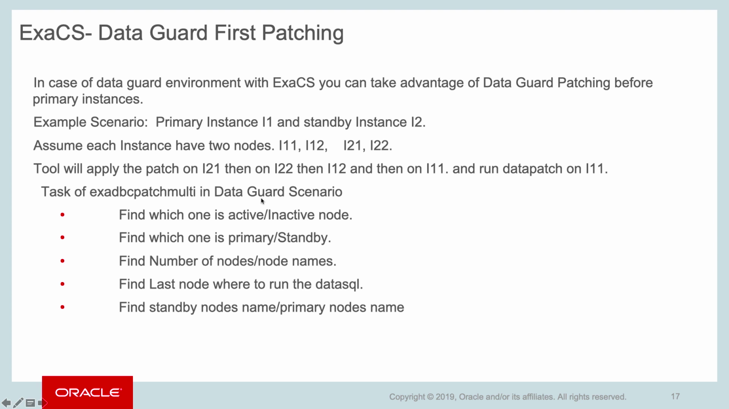The task of exadbcpatchmulti in a Data Guard scenario is finding which nodes are active or inactive, finding which one is primary or standby, then finding the number of nodes within the environment, and then finding the last node where it is going to execute the datapatch SQL. It will also find the standby nodes' names as well as the primary nodes' names.